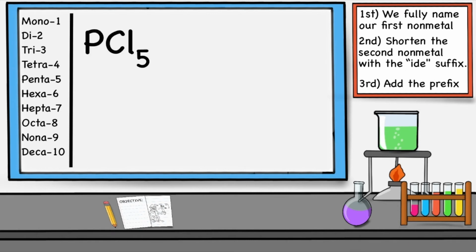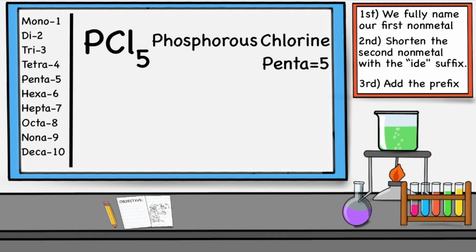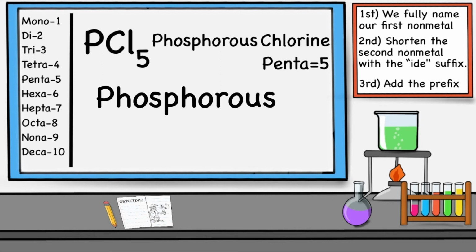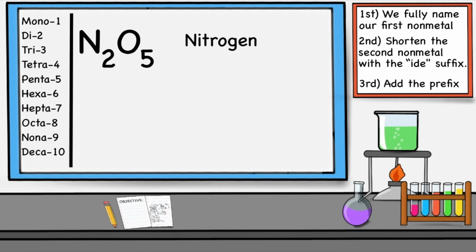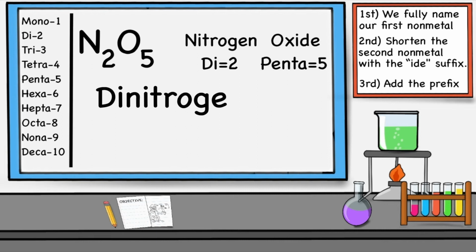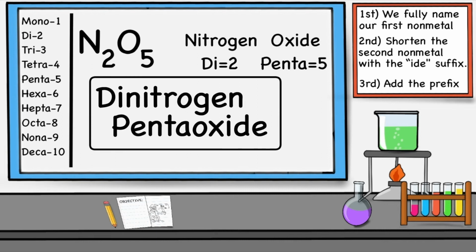Next, we have PCl5. P is phosphorus, and Cl is chlorine. We have 5 chlorines, so that's penta. So we have phosphorus pentachloride. Our last one that we were given a formula for is N2O5. I've got nitrogen and again oxygen, which shortens to oxide. Got 5 oxygens, which is penta, so it's pentaoxide, and 2 nitrogens, so it's dinitrogen pentaoxide.